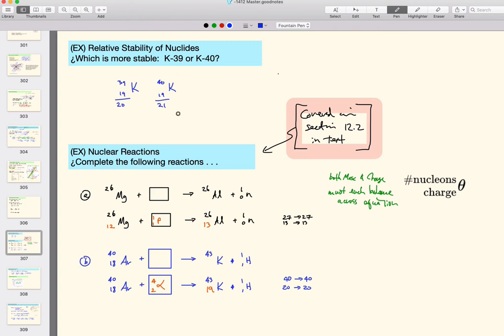Which of these is more stable? Can you tell just by looking at these? And the answer is, yeah, this is a pretty easy one. Why? That's one of your magic numbers, so you know that's unusually stable. Okay, let's see what we could do here.